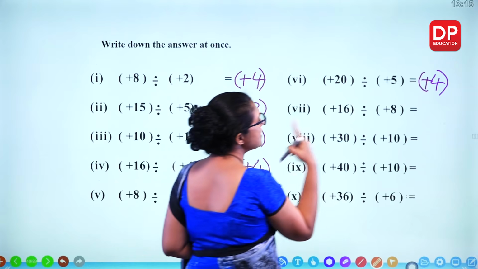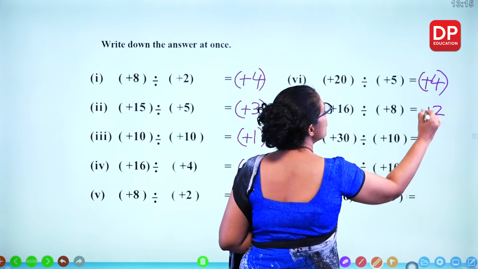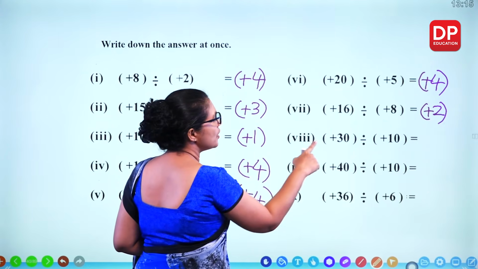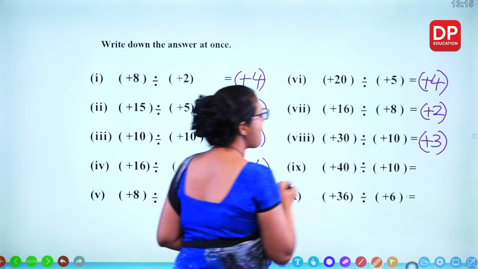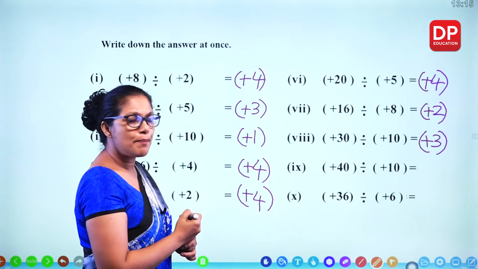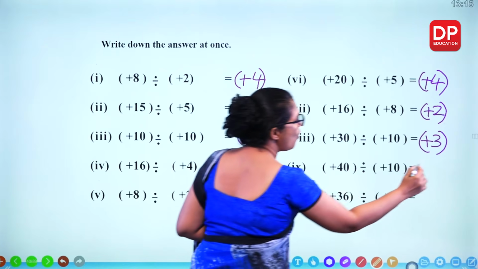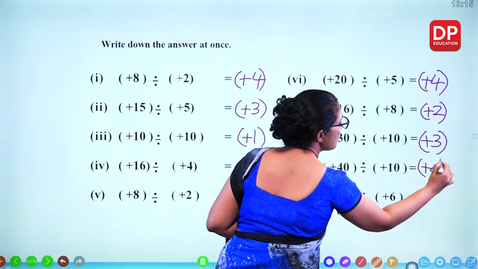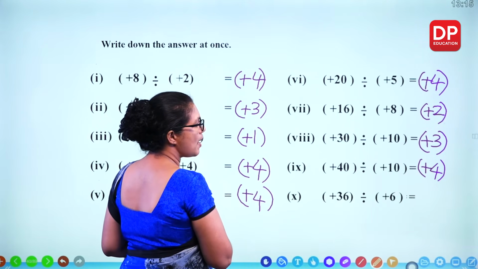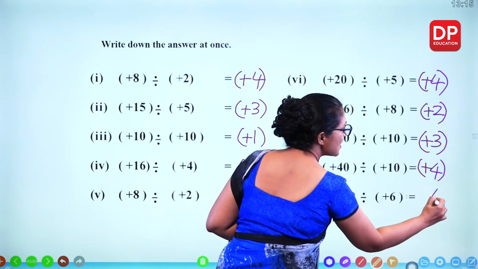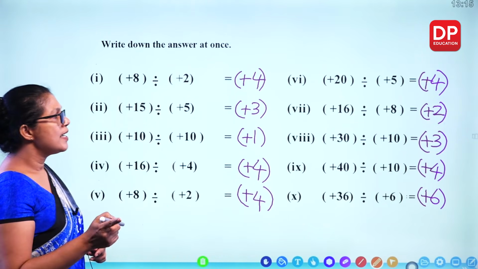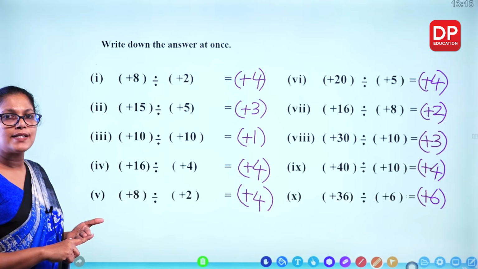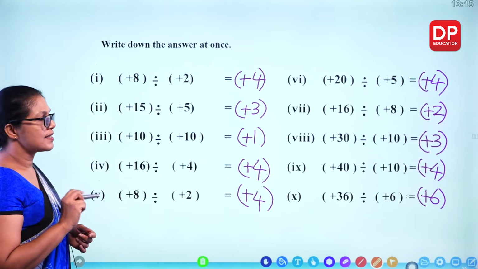16 divided by 8, you get 2. That's plus 2. 30 divided by 10, that's 3. You get plus 3. 40 divided by 10, you get 4. Both positive means plus 4. 36 divided by 6, you get 6. Both positive. So when you divide both positive numbers, the answer is positive.